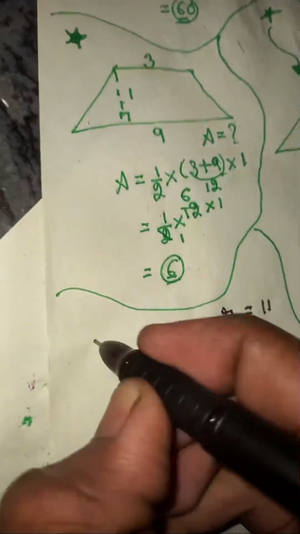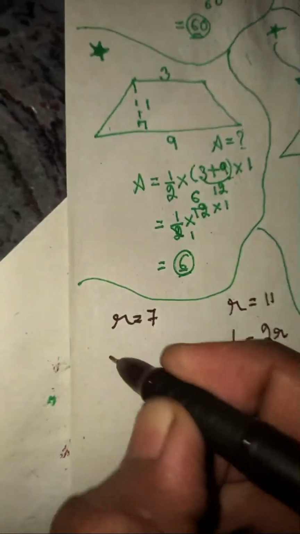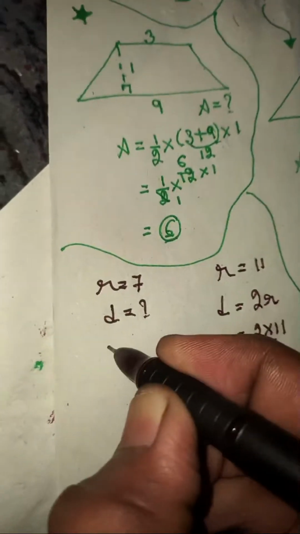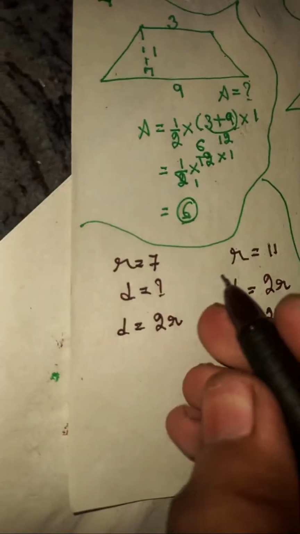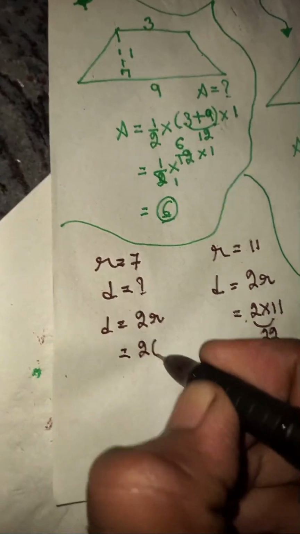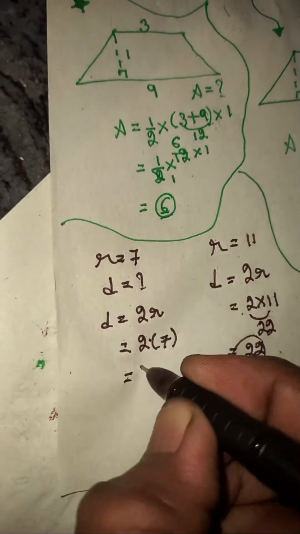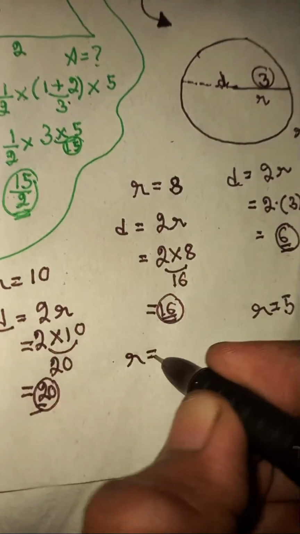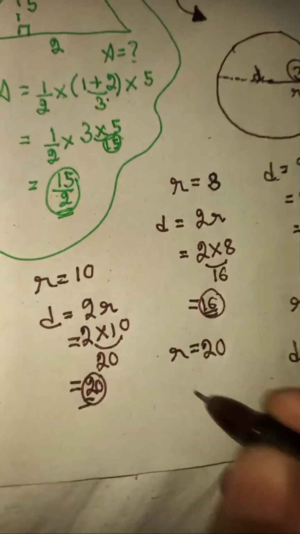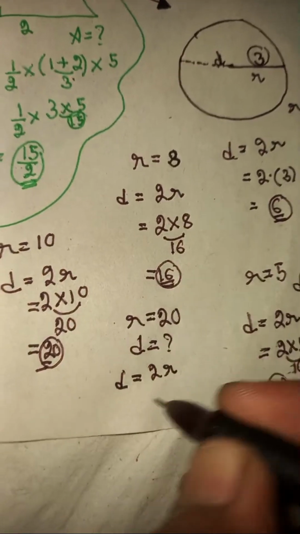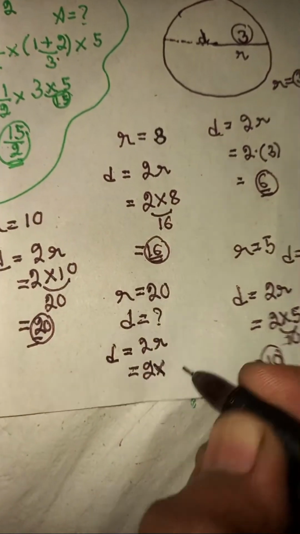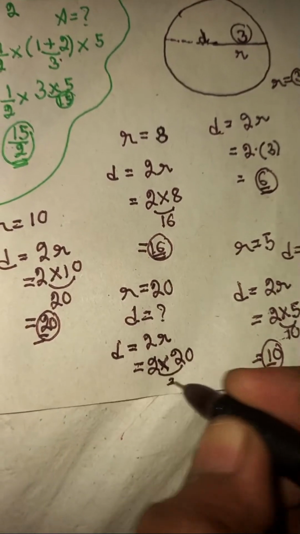Let's take even one more problem. Here the radius is 7 units. What's the diameter? Here the diameter equals 2 times the radius. So it's going to become 2 times 7. 2 times 7 means 14 units. Let's take the final problem. Here the radius equals 20 units. What's the diameter? Here also the diameter is 2 times the radius. It is 2 times 20. 2 times 20 means it's going to become 40 units.